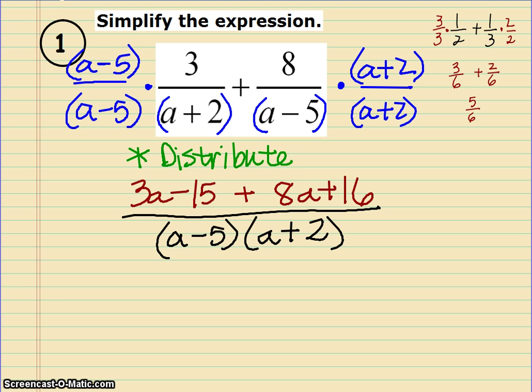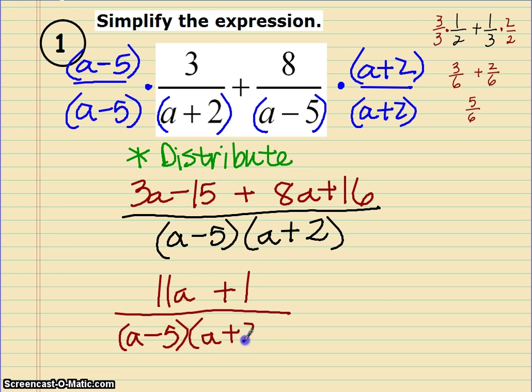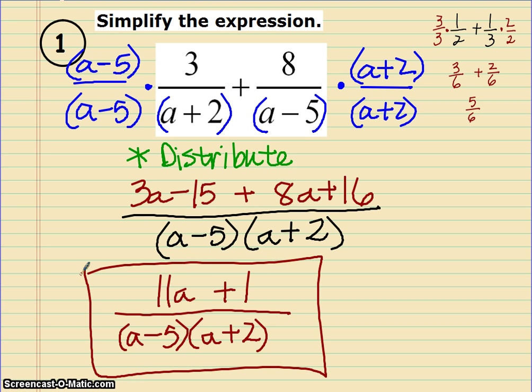Now we're going to combine our numerators, and we've got 11a plus 1 in our numerator, and over a minus 5 and a plus 2. And the only thing we want to look at factoring, we can factor the numerator is 1. That's not really helpful in this case, so I'm going to be all done. And that's my answer.